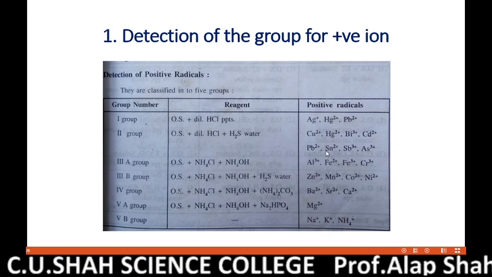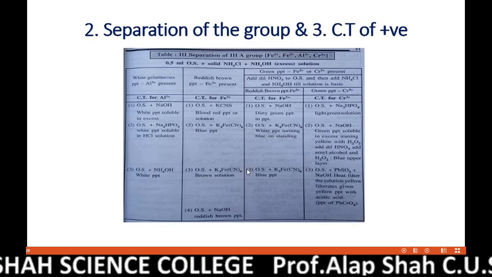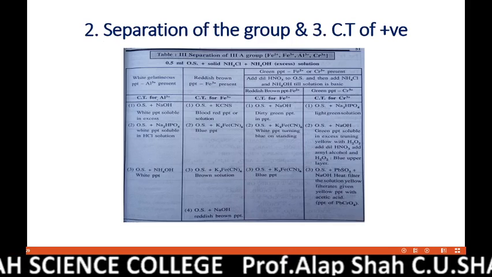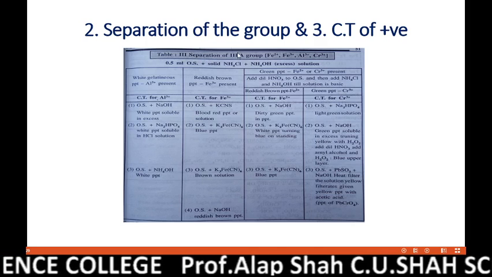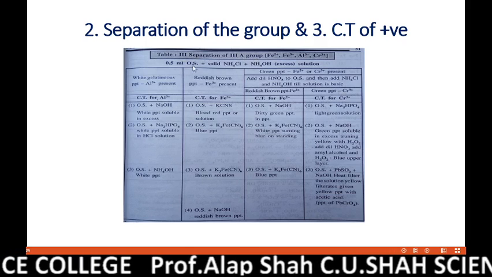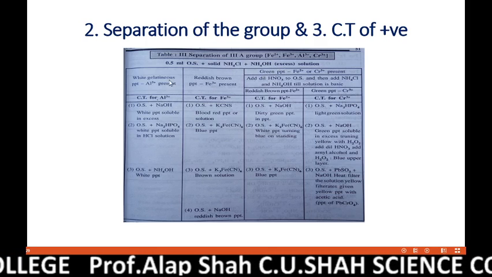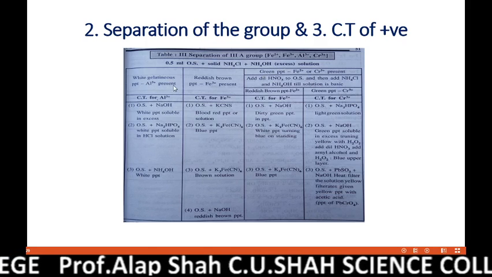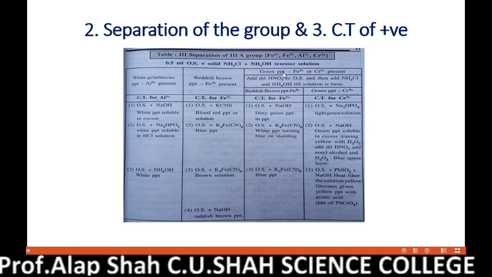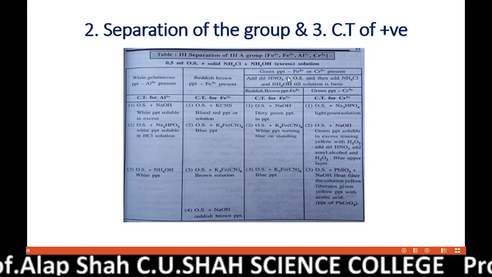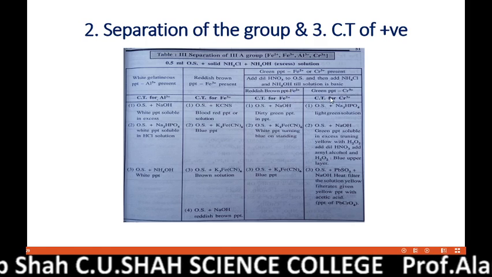Now, once you get the group, let us take the example that you get the 3A group. Then, in the second part, later on, the separation of the 3A group is given, so you should perform the separation. This is the test. Take the OS, add NH4Cl, add excess NH4OH. If you get a white gelatinous precipitate, then aluminum is present. Reddish brown, then ferric is present. Green precipitates indicate ferrous and chromium. Then you have to go for further separation and identify the positive ion.